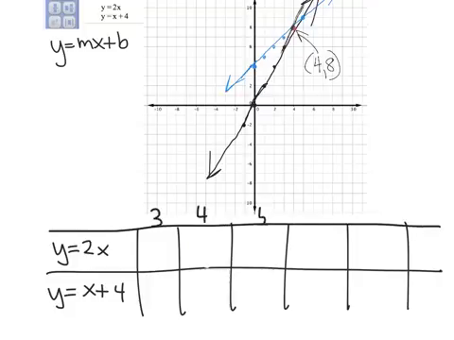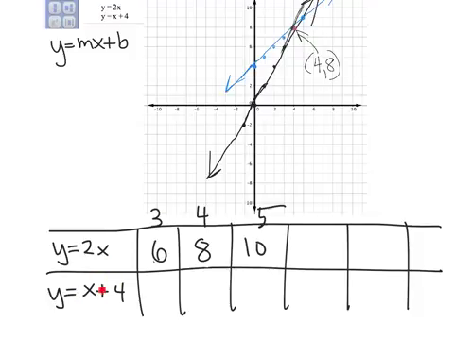3, 4, 5. All right, so now what that means is we're going to replace the x with the 3. So that's going to be 2 times 3. That gives us 6. Then it's going to be 2 times 4. That gives us 8. Then it's 2 times 5. That gives us 10.